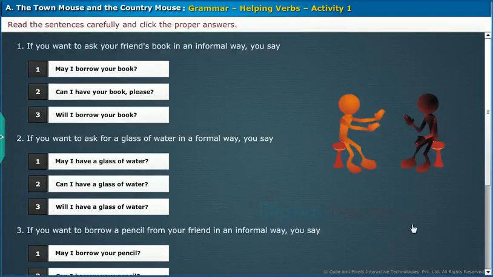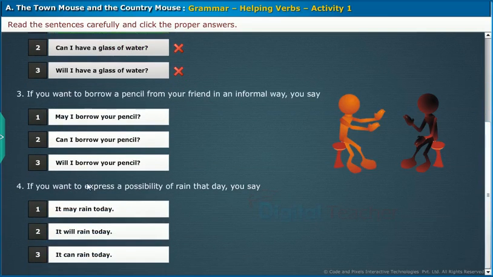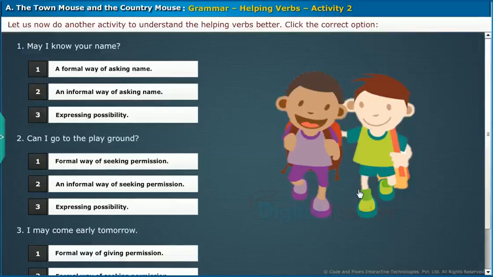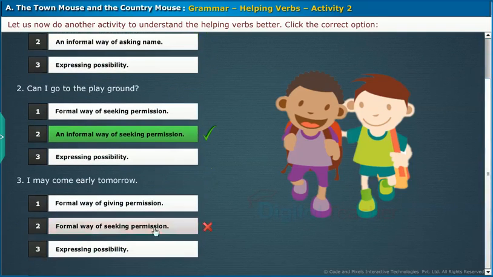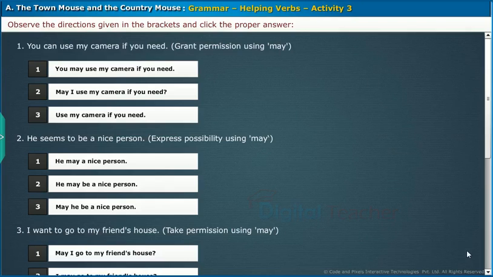Let us now do an activity to understand the helping verbs. Read the sentences carefully and click the proper answers. Let us now do another activity to understand the helping verbs better. Click the correct option. Observe the directions given in the brackets and click the proper answer.